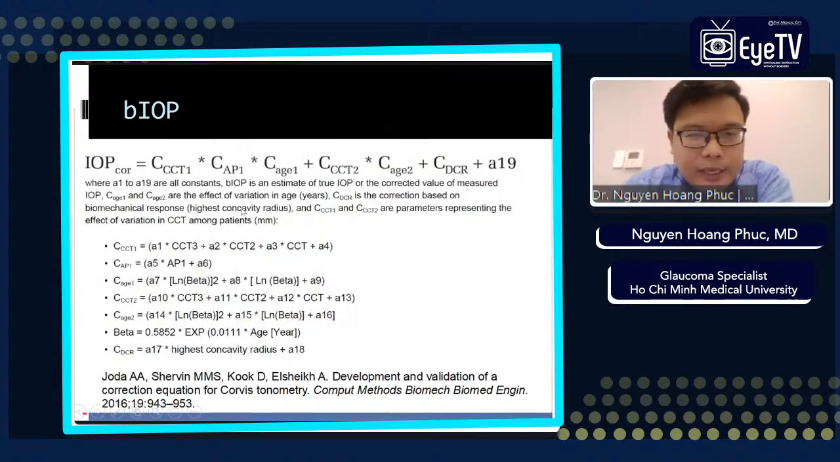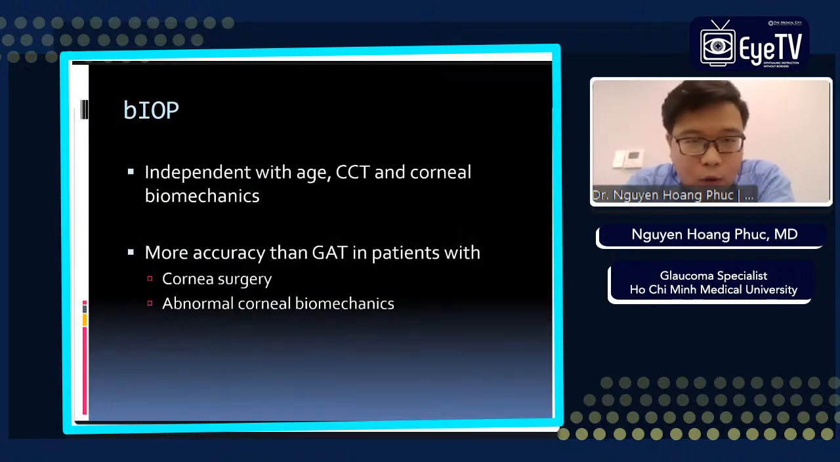We see that it's very complicated, but we have sensitivity here, pressure here, age here, and dynamic corneal response here. With 19 constants from A1 to A19, in the final result the bIOP is not affected by all these factors. So the bIOP is independent of age, of CCT and of corneal biomechanics. I think the bIOP is more accurate than Goldmann tonometry in patients after LASIK surgery, corneal surgery, and in patients with abnormal corneal biomechanics.